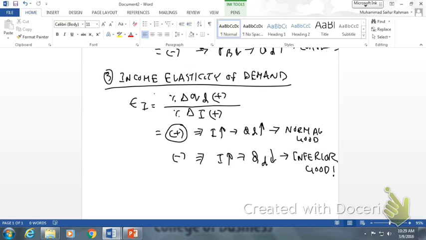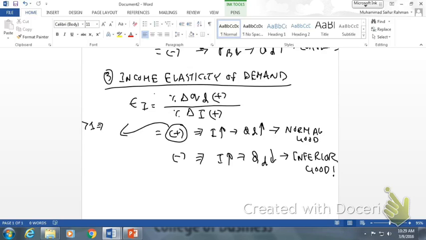Any question? So you can talk a little bit more, right? Imagine that when your income elasticity of demand is positive, the magnitude now also matters. So if it is greater than 1, so your income elasticity is positive and it is greater than 1, what kind of goods are we talking about? It is a normal good.